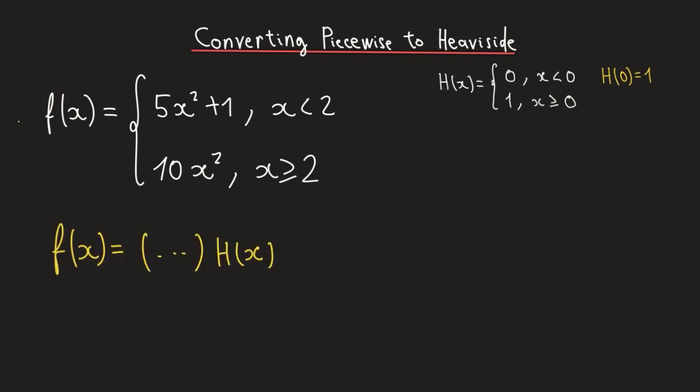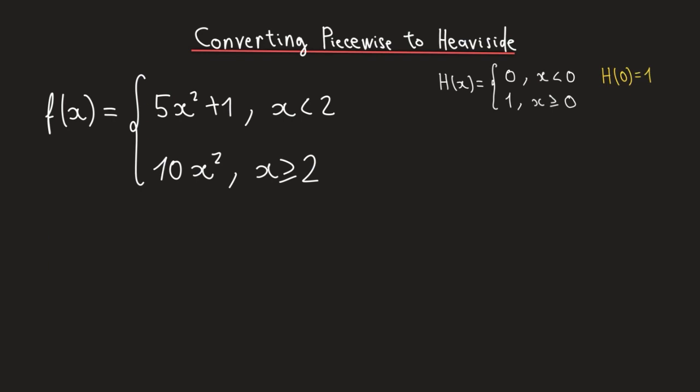Now, one thing I want to emphasize is that when we express f of x in terms of h of x, what's in the parentheses here must be these two sections of our function, because these parts are what define our function. And so we will have 5x squared plus 1 and also 10x squared in our expression over here, because these two parts define f of x. And therefore, when converting f of x into a Heaviside function, we will need these two expressions over here.